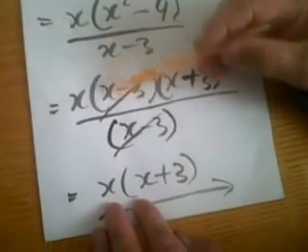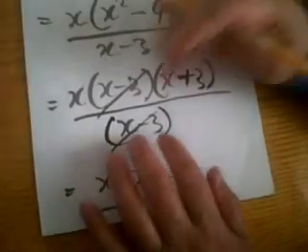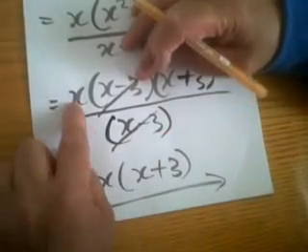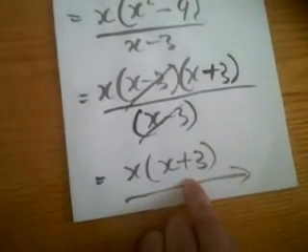Now immediately you can see you've got 2 that look the same, so you can cancel that out. The whole bracket you can cancel out. Then you're left with x times x plus 3. Understand that? I think you do.